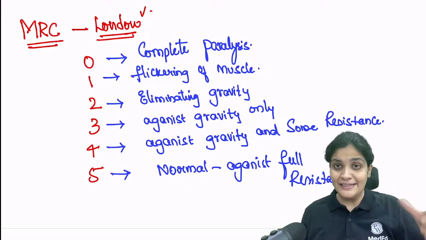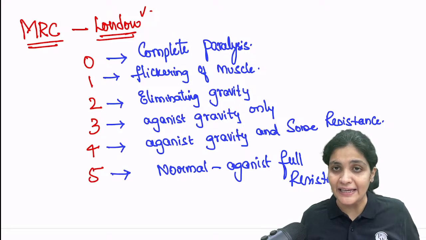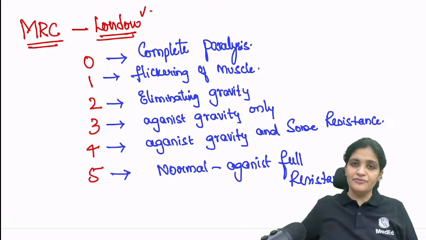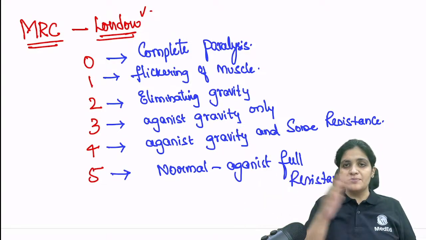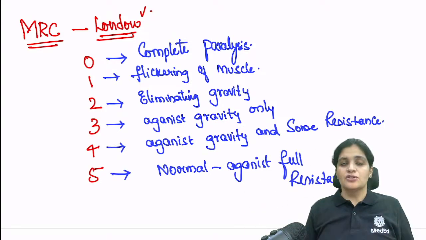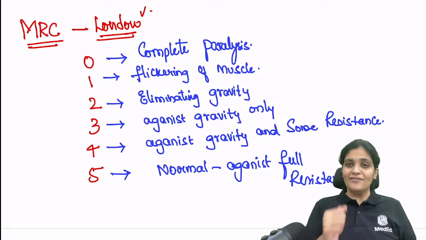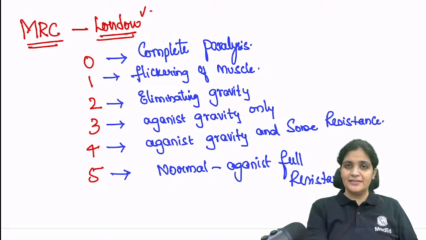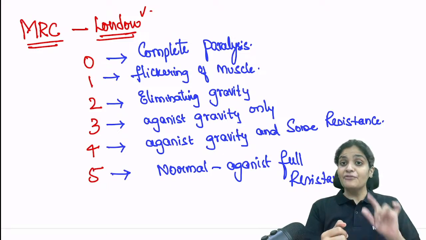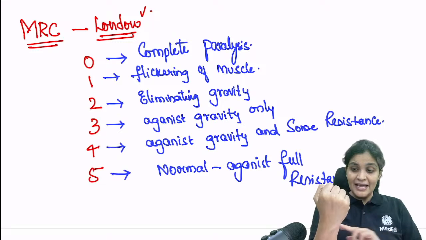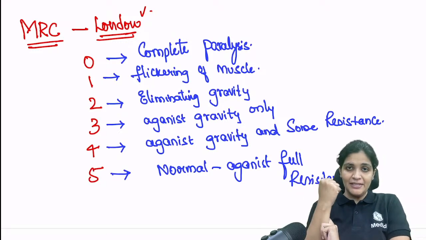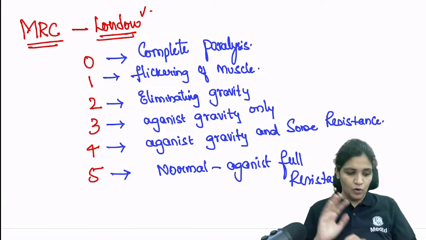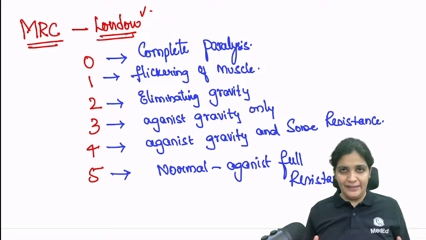Then what is eliminating gravity? Grade 2 is eliminating gravity. Eliminating gravity is sideward movements, right? So the patient is able to shift from this side to this side, some sideways movement. That is called eliminating gravity. Against the gravity is grade 3: if you're not putting any resistance and he's just able to do like this, then that is grade 3. Grade 4 is he's able to do like this and you're able to put some resistance. Some resistance is grade 4, and full resistance that the patient is able to overcome is 5, normal. So that is how you have to grade them.